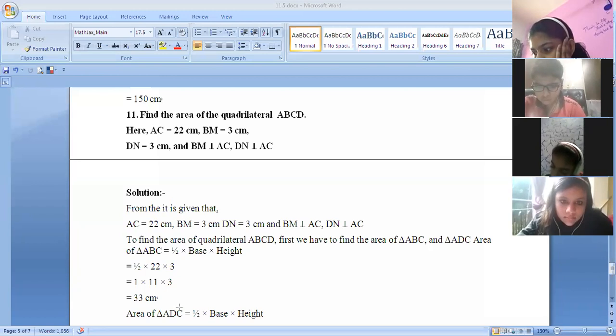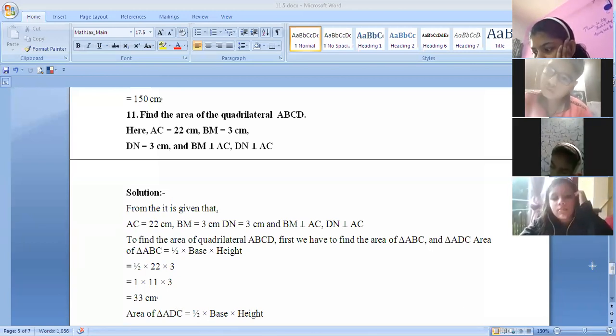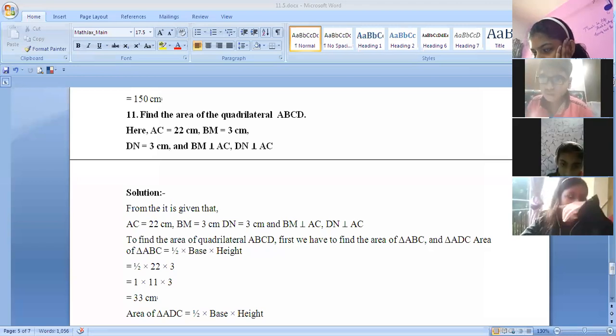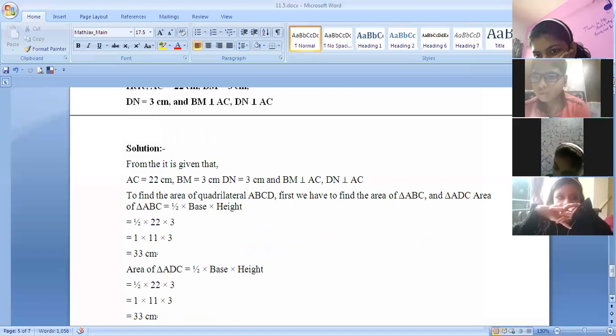3 and 22 again, base and height. Second answer, area of triangle ADC. Find it out. That's right, Kavya. Lavish, right? Yes, right, Fiona. Absolutely correct. 33 centimeters square. Both the triangles are getting the same area. That is 33 centimeters square for triangle ABC as well as triangle ADC. Both are having 33 centimeter square.